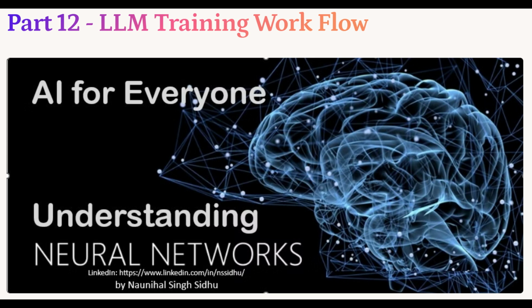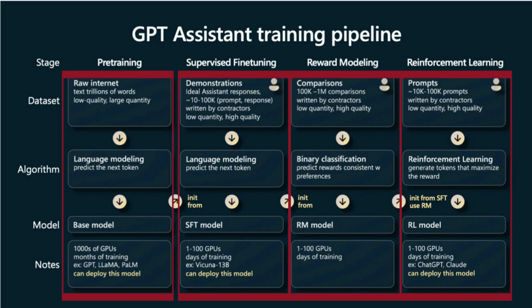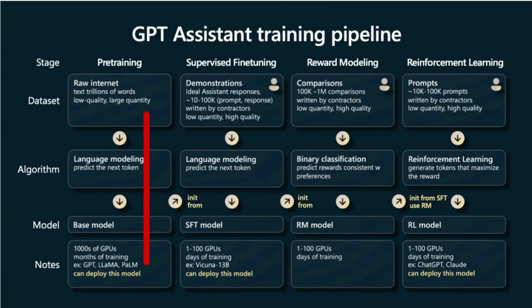This is part 12, LLM training workflow of the series AI for Everyone. Here's the typical training process or workflow for LLM. We have four major stages of training, and they are conducted serially.